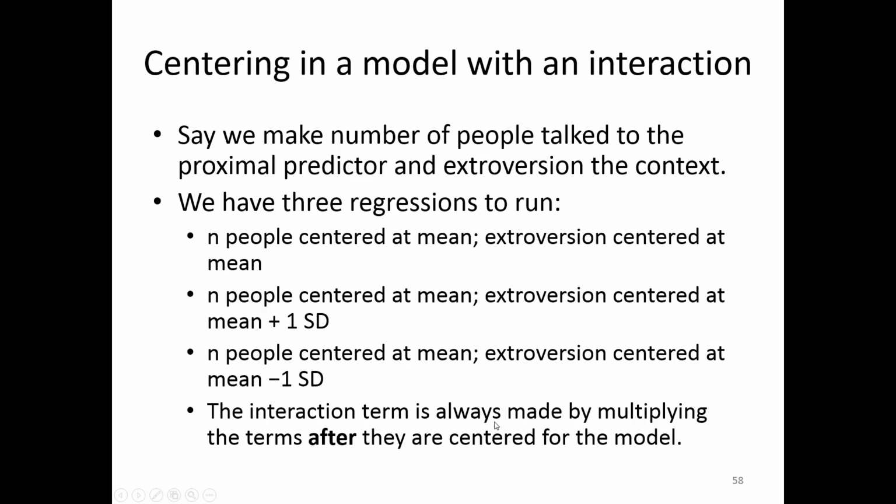So the interaction term is always made by multiplying the terms after they are centered for the model. So this point is again important to reiterate. Just like in polynomial regression, we had to create a new polynomial term each time. Here we need to create a new interaction term by multiplying the values when they're centered at different values together.